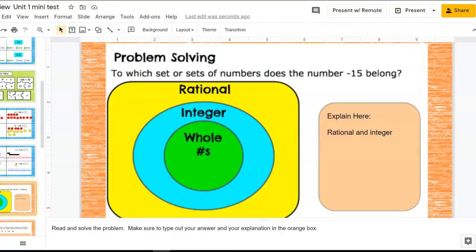So now, problem solving. To which set or sets of numbers does negative 15 belong to? Negative 15 will go into the integer spot, so it's a rational and it is an integer.